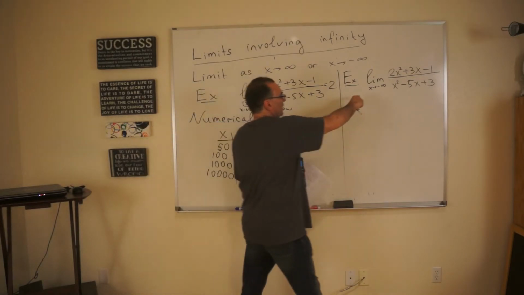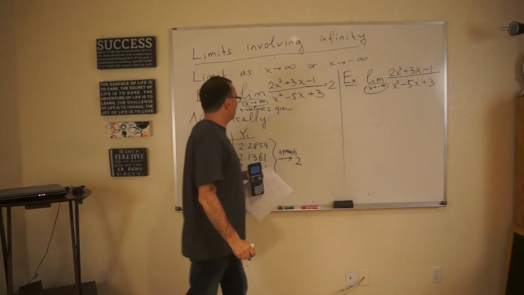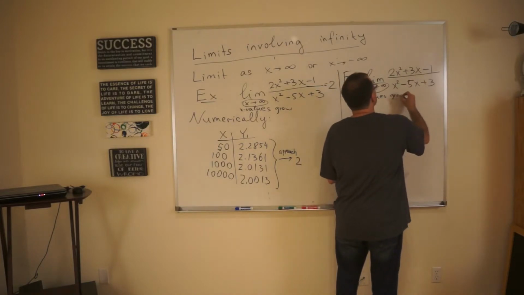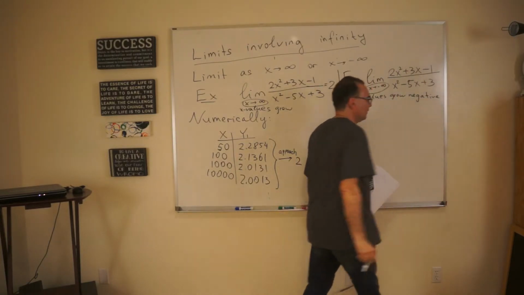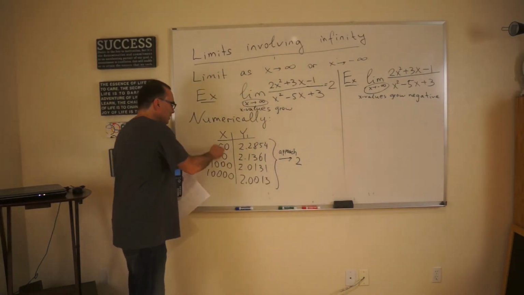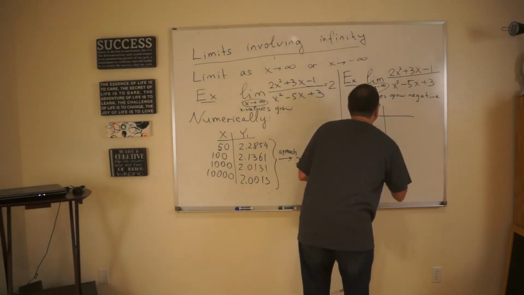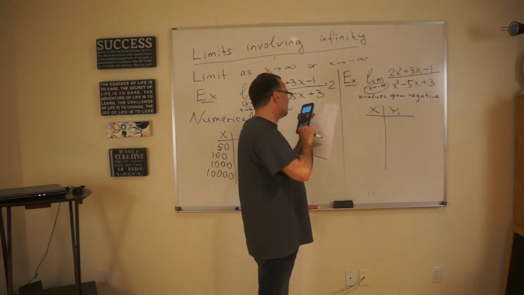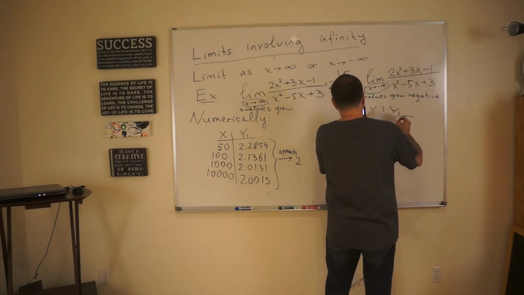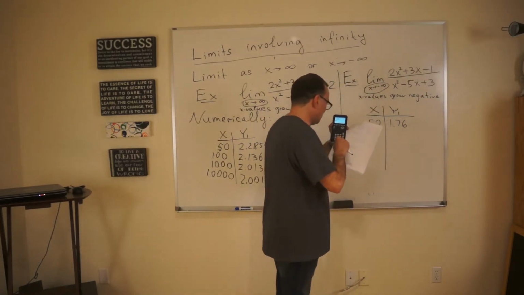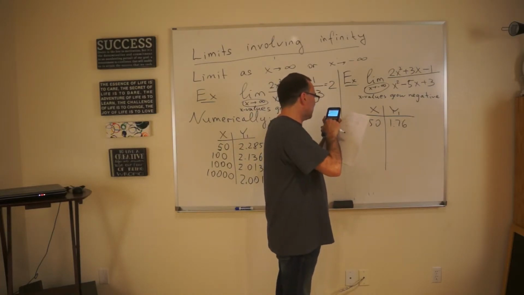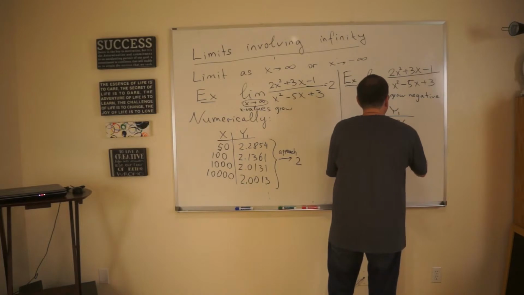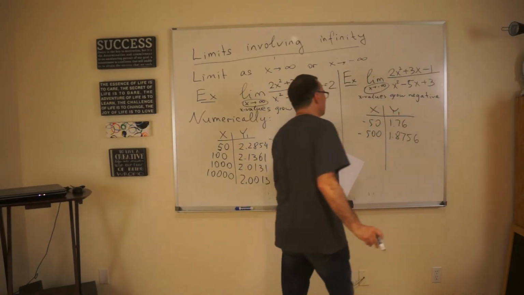Same thing like here. Since x approaches infinity, this means that x values grow. We can try x and y1. So we can try negative 50, for example, and the answer is 1.76. We can try negative 100, and the function value is 1.8756. Once again, just from a couple of x values it is not clear.